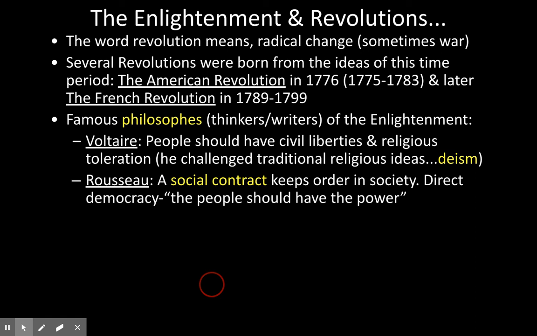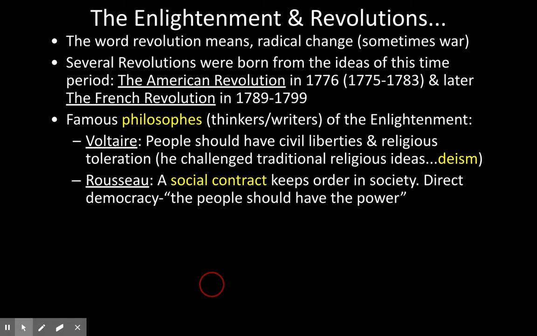Another one was Rousseau, Jean-Jacques Rousseau, again, a French philosopher. He kind of comes up with this idea of a social contract. He's not the only guy to write about it. I mean, there are other English philosophers that also write about the social contract. But Rousseau really puts it in a way that people can really grab onto it. In fact, there are some people in the French Revolution who take Rousseau's ideas to a new extreme.